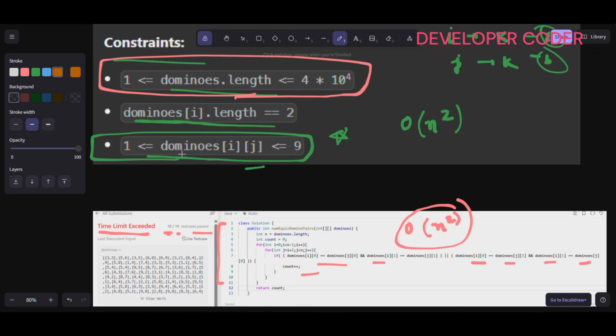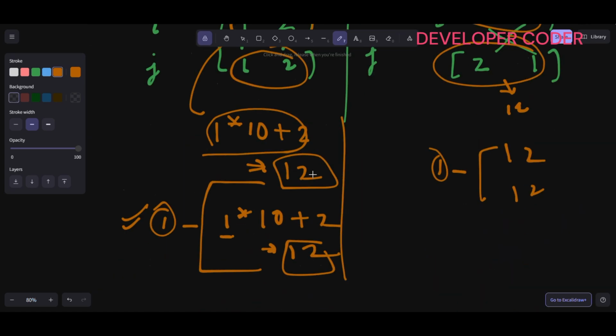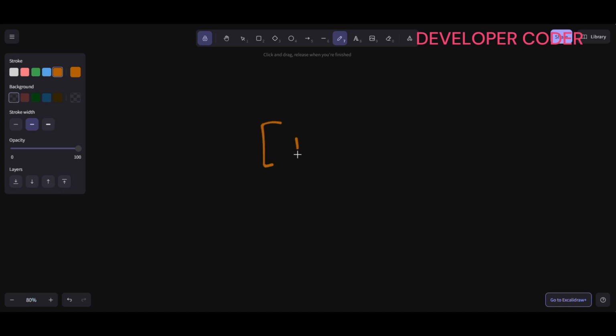Since we know that we have domino numbers from 1 to 9, let's suppose we have the smallest number only on both sides, so we are going to get 1 into 10 plus 1, that is nothing but 11. And if we have the larger number only, 9 9.